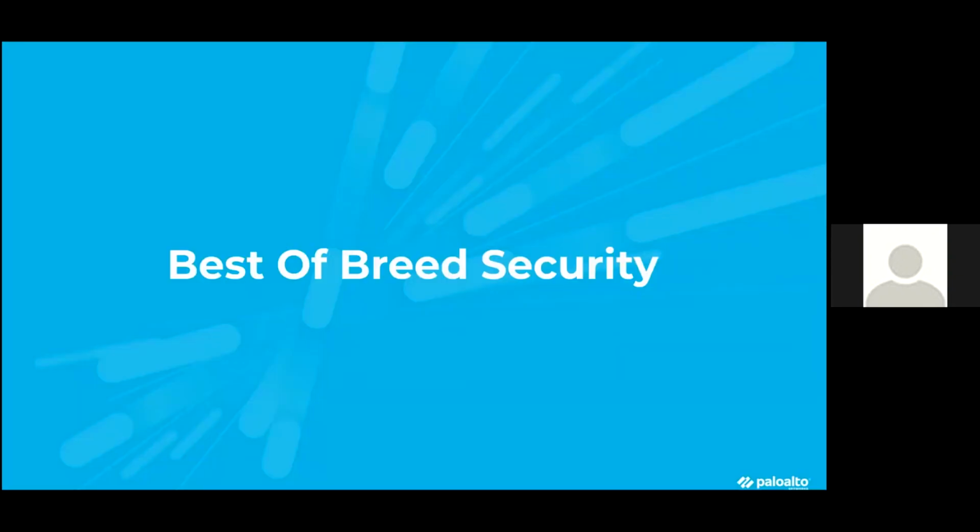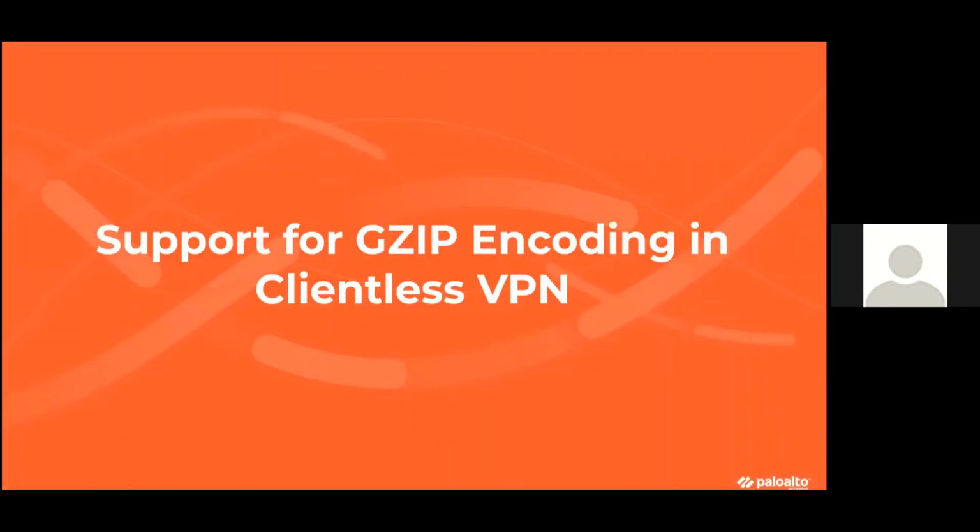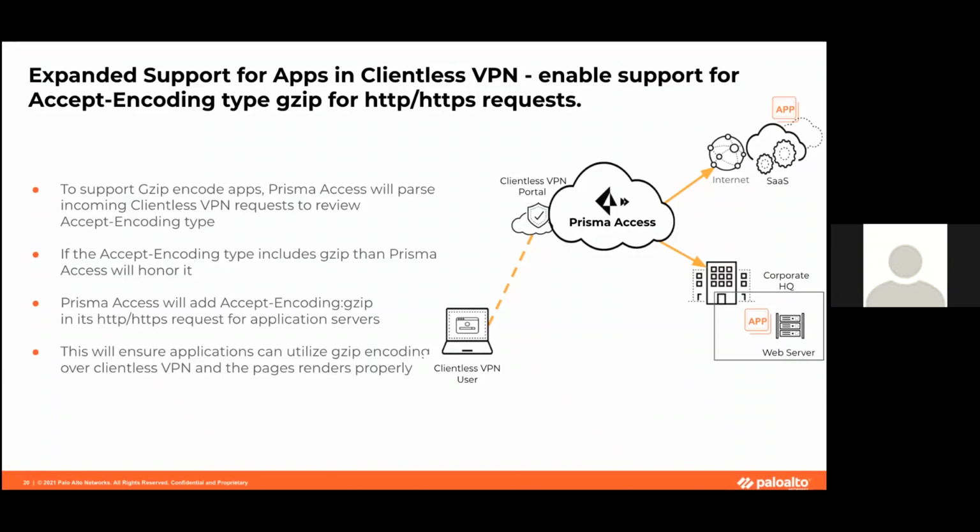So let's have a look at each section of the features, best-of-breed security, where we are introducing the new features. Support for gzip encoding in the clientless VPN. With this feature, you can now allow Prisma Access clientless VPN mobile users to access gzip compressed websites, for both internal and SaaS applications.